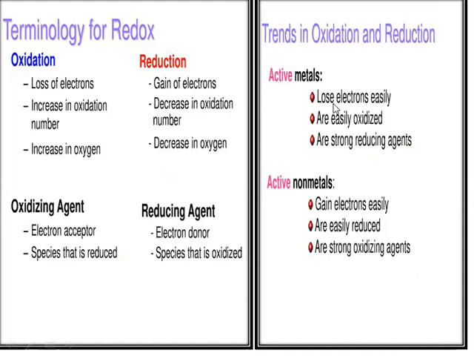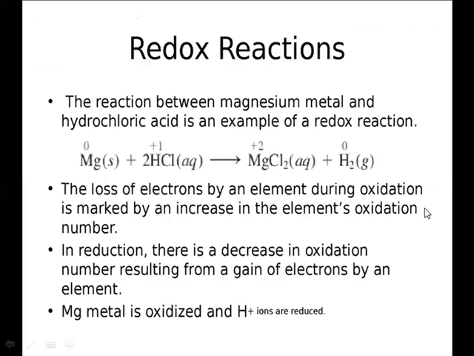Active metals lose electrons easily, therefore are easily oxidized and are strong reducing agents. Active nonmetals, on the other hand, gain electrons easily, therefore are easily reduced and are strong oxidizing agents. Another example of redox reaction is the reaction between magnesium metal and hydrochloric acid.